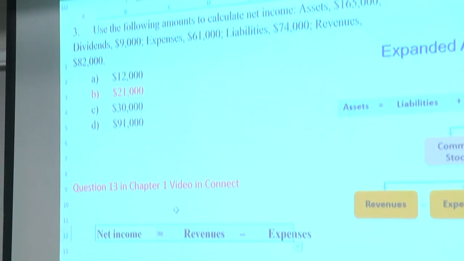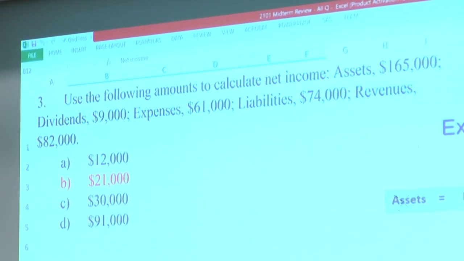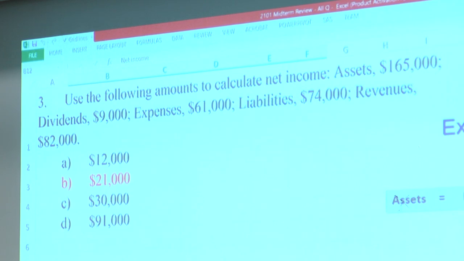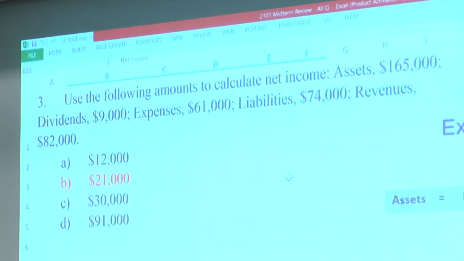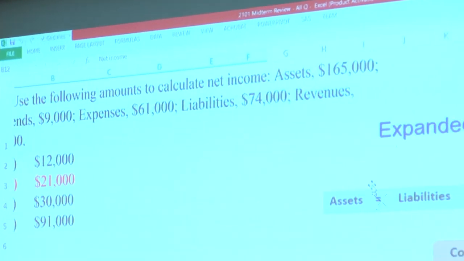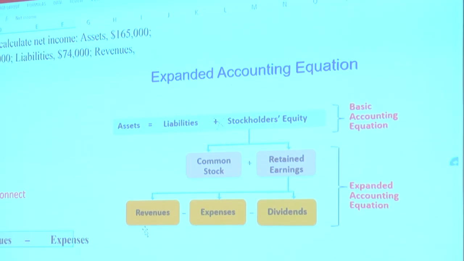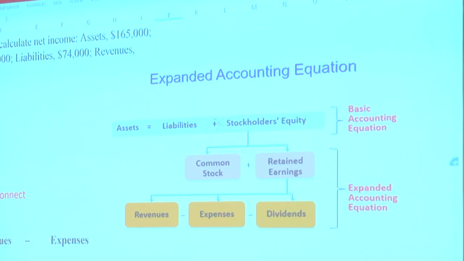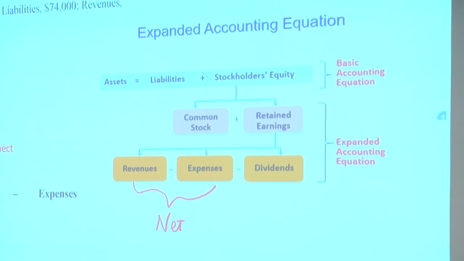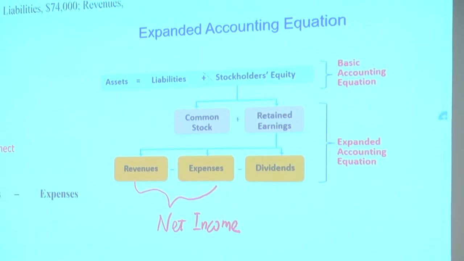Question 3. Use the following amounts to calculate net income. We have asset, dividend, expenses, liability, revenues. We need to find out where net income is. So going to the expanded accounting equation here. It doesn't say it here, but if I use revenue minus expense, we first get net income. Right? It's the net of these two.